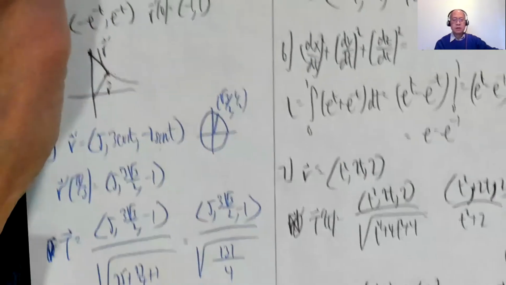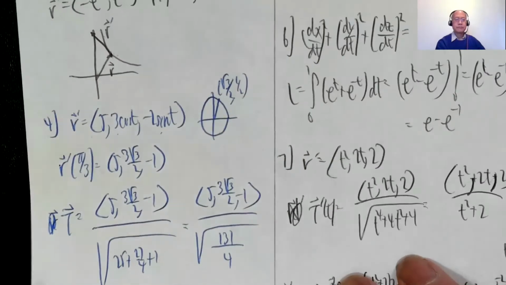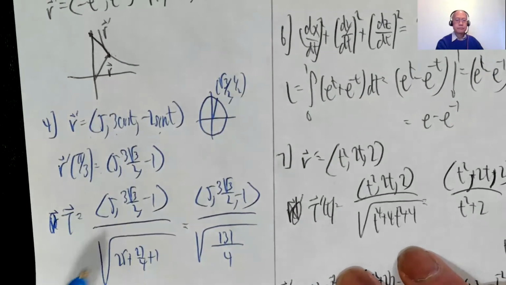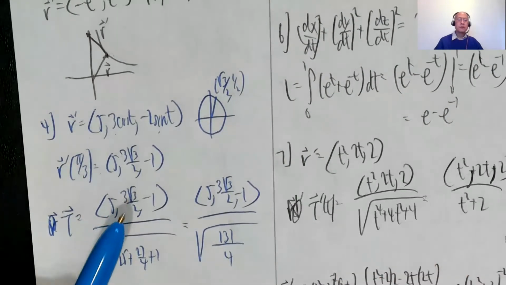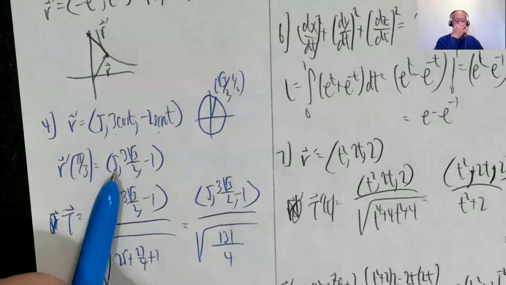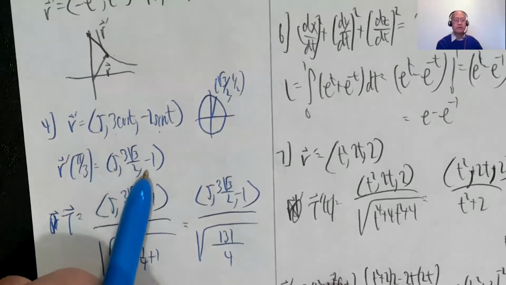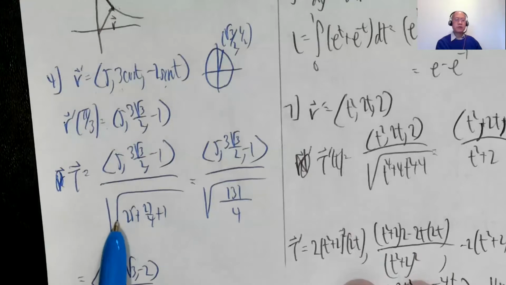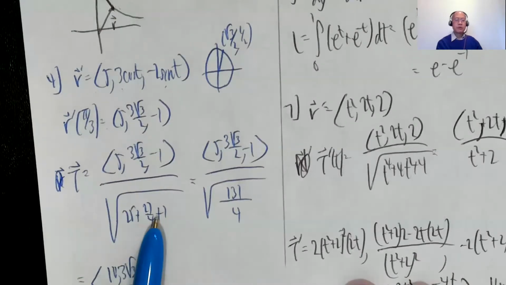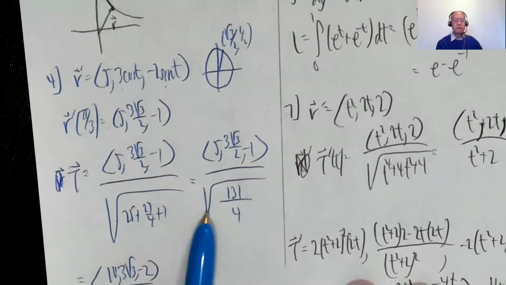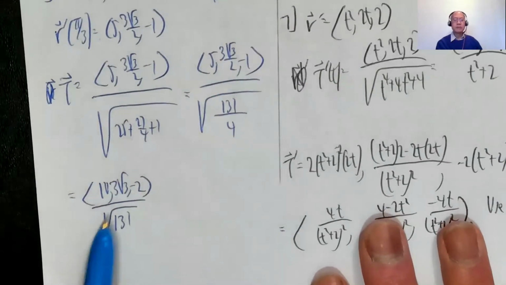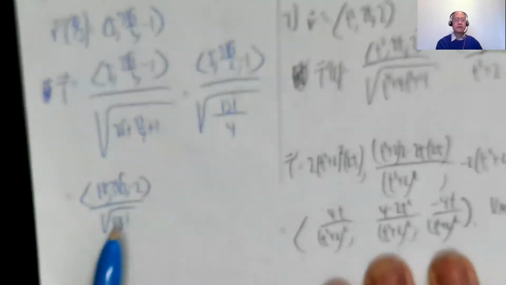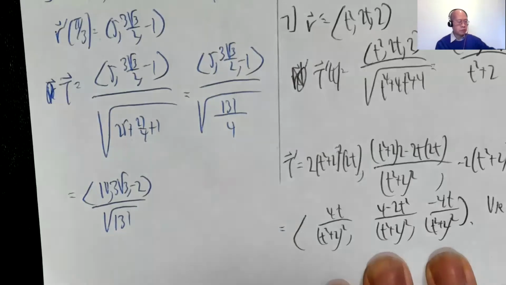Okay, so what are we going to have? So 5, 3 radical 3 over 2, -1. And I divide that by its magnitude, which is 25, 27 over 4 plus 1. Clean that up, that comes out to be 131 over 4. Square root of 4 is 2. Apply that to the top. So 10, 3 radical 3, -2, all over square root of 131.